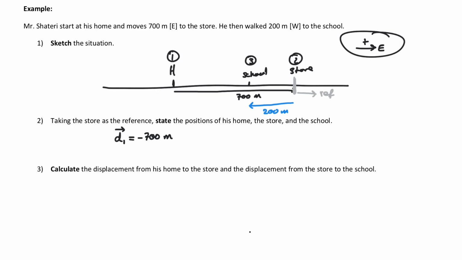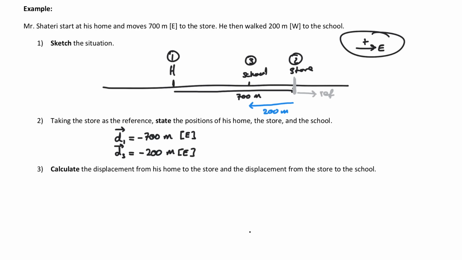How far is the school? Well, that is going to be the third one, as labeled above. You can see the school is here, and the school in reference to the store is 200 meters in the negative direction. Everything to the right, based on this reference point, is positive. Everything in this direction is negative. So I'm going to say this is negative 200 meters, and I always need a direction. And since I'm taking everything to the right to be positive, I am going to say east for both cases.